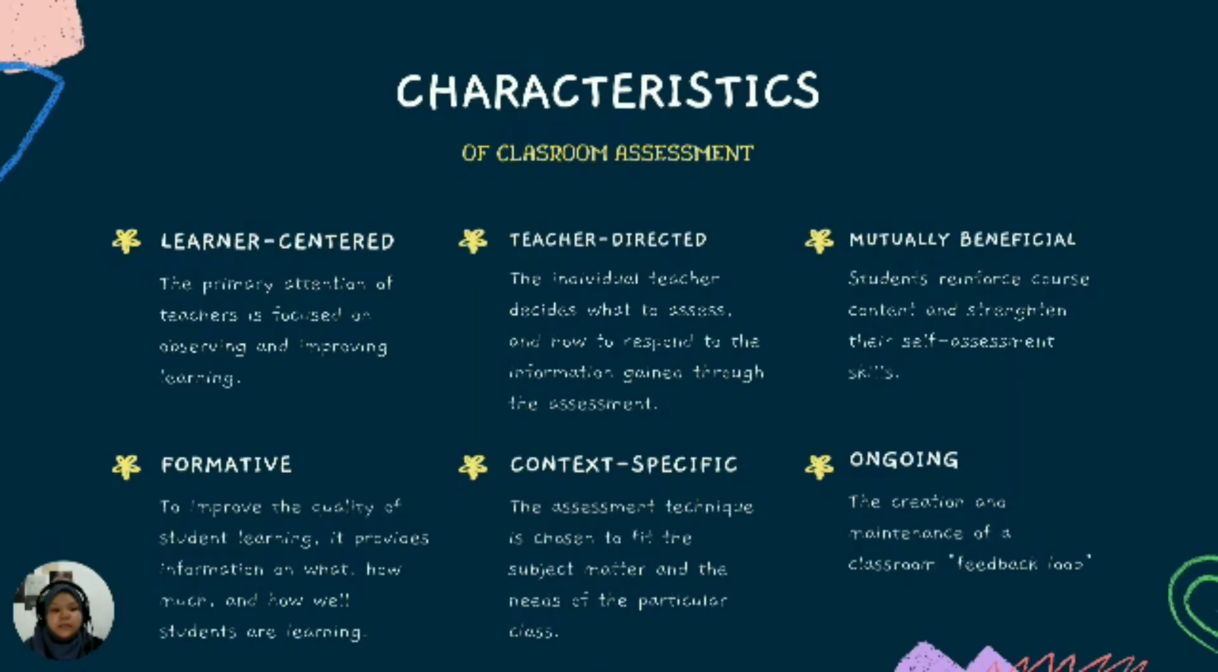Followed by formative. To improve the quality of student learning, it provides information on what, how much, and how well students are learning.